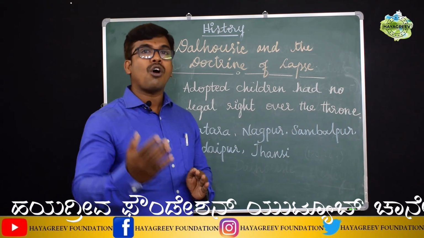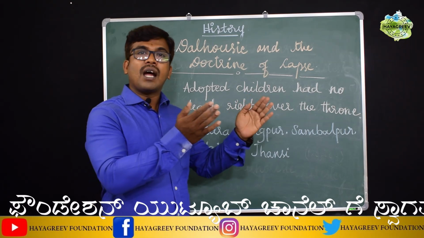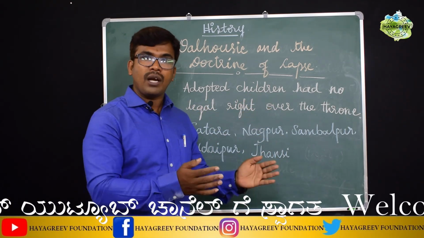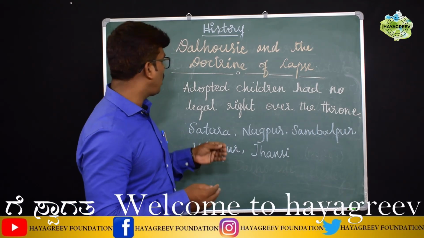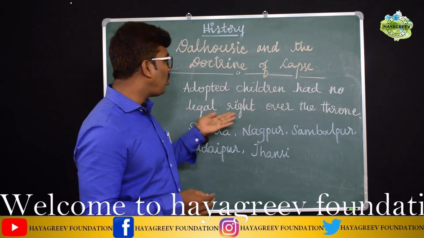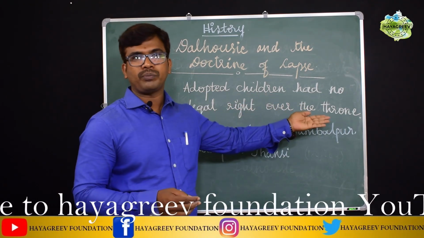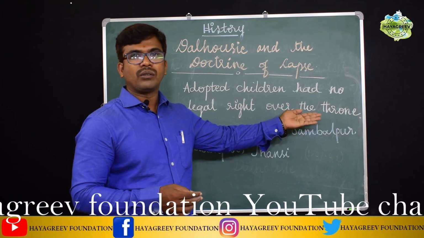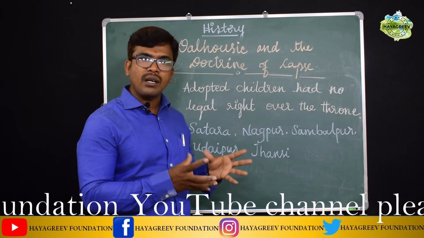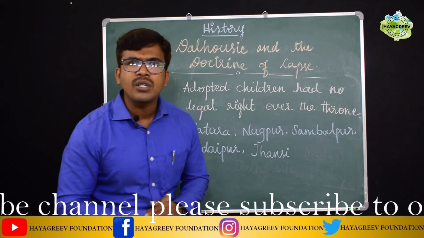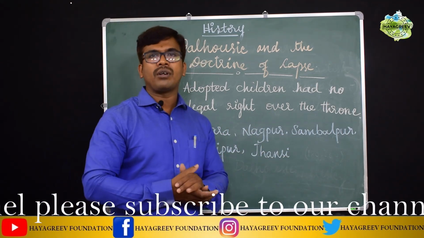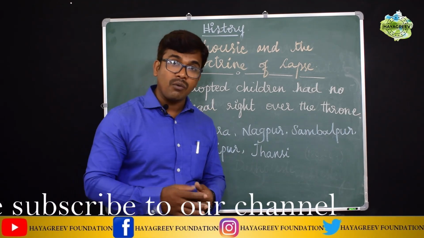And there was no option to adopt a son or a child to make him king. Very clearly it says that adopted children had no legal right over the throne. Instead of that, they had to surrender their kingdom to the British. Like that, many Indian rulers were there who were not having children. As a result, what happened?